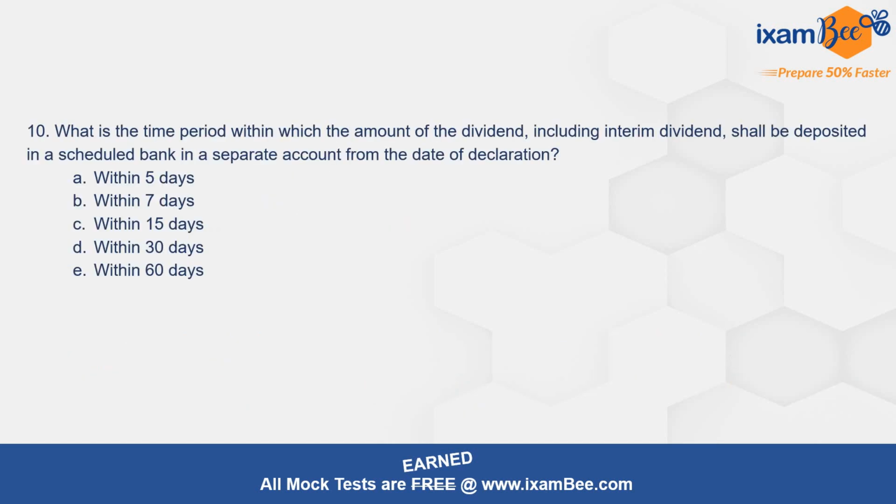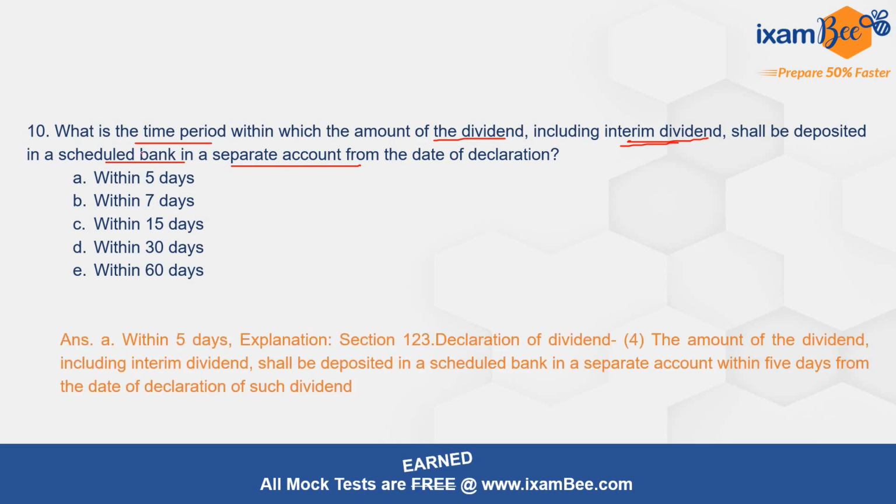Moving on to our question number 10, which is our last question for this particular video discussion, and that is: what is the time period within which the amount of the dividend, including the interim dividend, has to be deposited in the scheduled bank in a separate account from the date of declaration. So whenever the dividend has been declared by the company, within how many days of that declaration the amount of the dividend, including interim dividend, has to be deposited by the company in a scheduled bank in a separate bank account. And the correct option for this particular question is A, which is within 5 days the company has to do that.